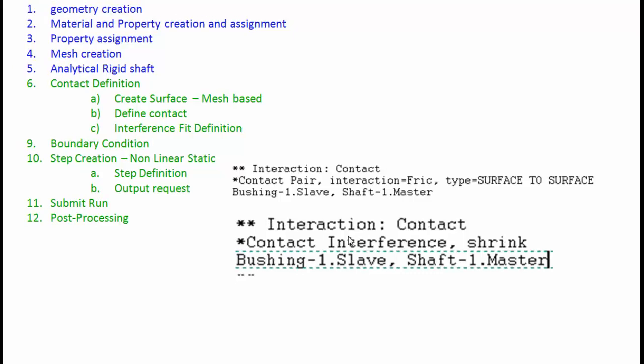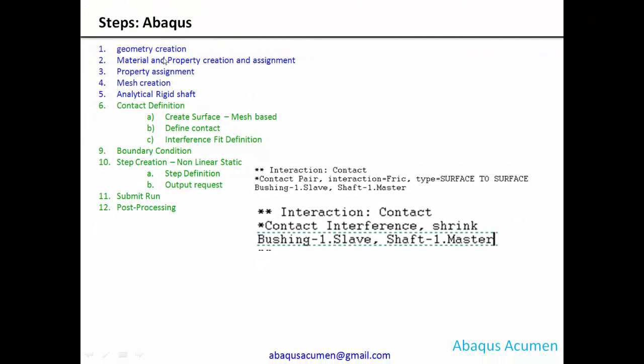The steps we are going to do: we'll create the geometry for the shaft, then create the material and property, and assign them to the shaft and bushing. We'll do mesh generation, an analytical rigid surface, and a contact definition, a normal contact definition. Then we'll learn how to add an interference fit to this contact definition. Then you'll see a lot of boundary conditions we will give for this. We'll do a nonlinear static step definition, output, and submit a run.